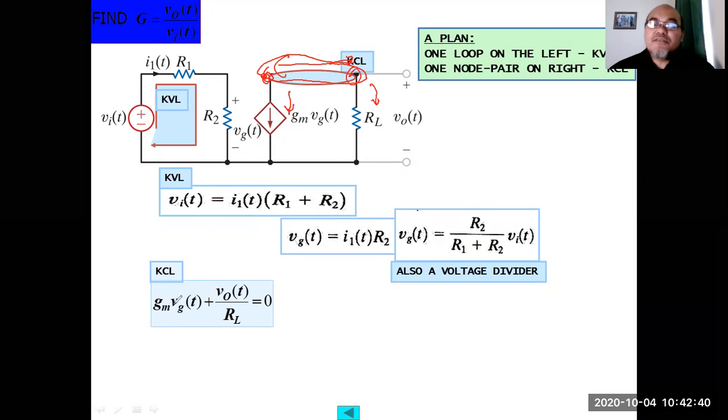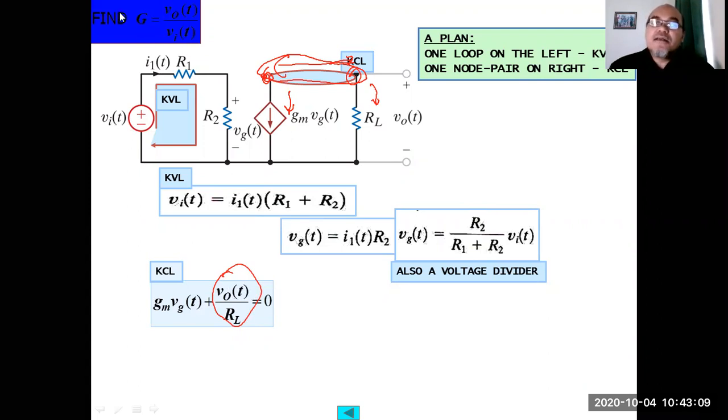And so then positive gm VGT plus VOT divided by RL. This is from Ohm's law, and we don't have any current into this node. So the right side will be equal to 0. From here, we can calculate VOT. The question is VOT. What is VOT in terms of VIT?